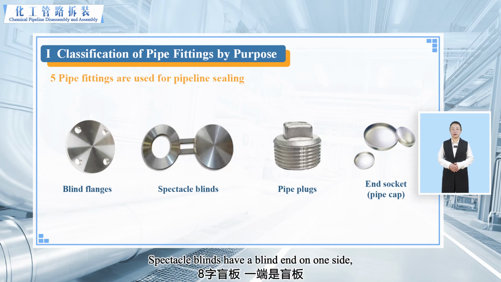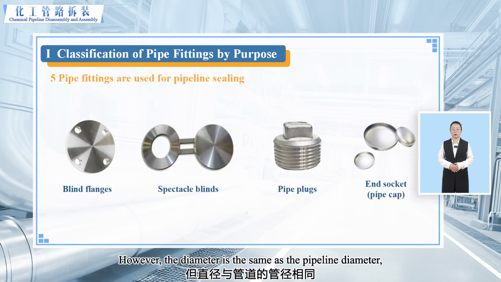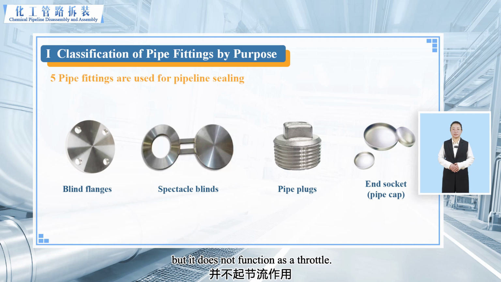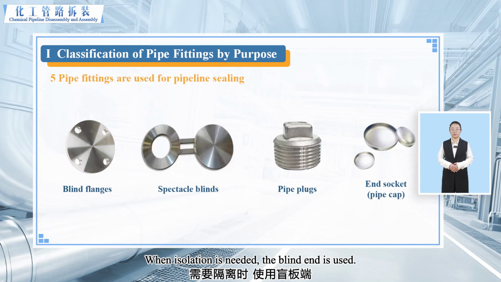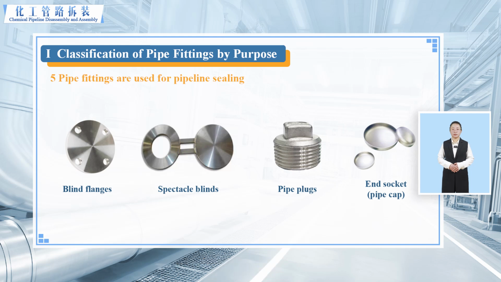Spectacle blinds have a blind end on one side and a throttle ring on the other side. However, the diameter is the same as the pipeline diameter, but it does not function as a throttle. Spectacle blinds are convenient to use. When isolation is needed, the blind end is used. When normal operation is needed, the throttle ring end is used.